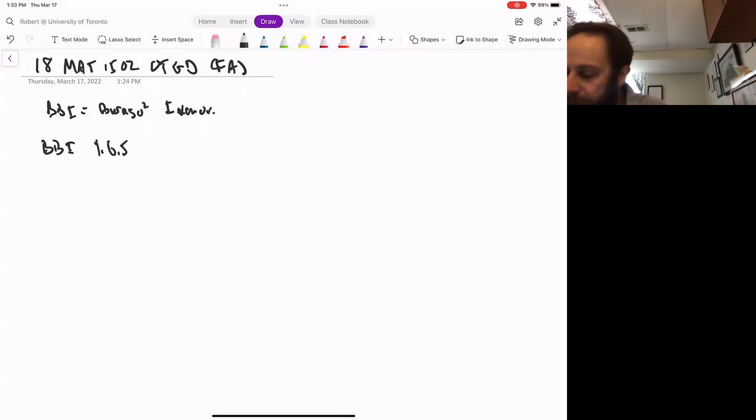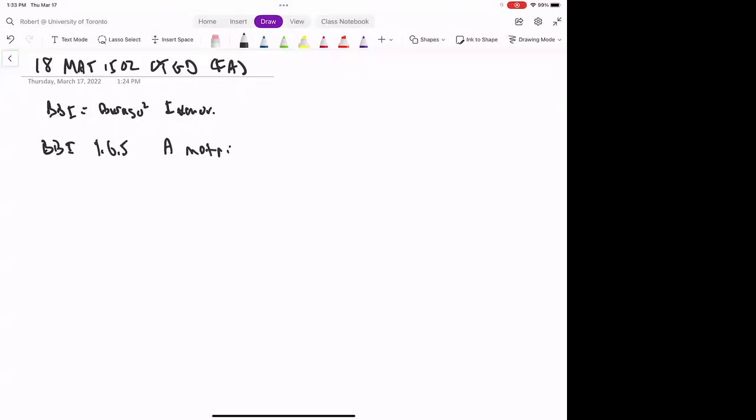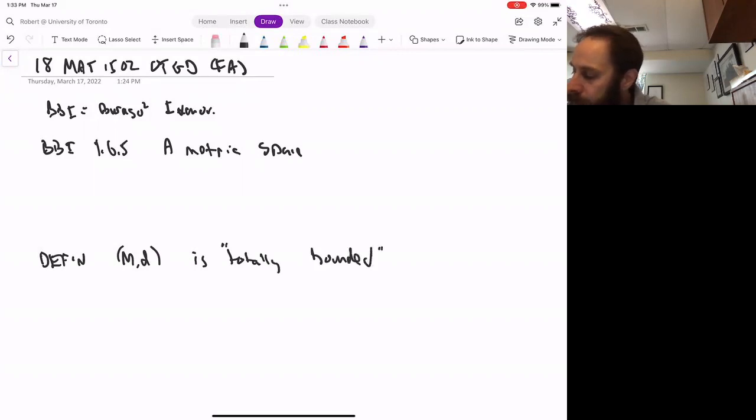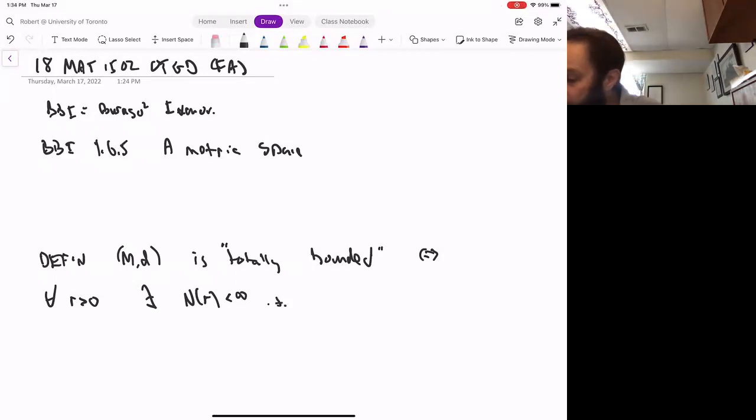It says that a metric space, so there's a bit of notation, so I should define it first. The definition is that M, d is totally bounded if and only if for every positive epsilon or positive R, there exists a number N_R less than infinity such that, I should have said M is totally bounded if and only if it's complete. I'm getting myself all mixed up. Sorry.